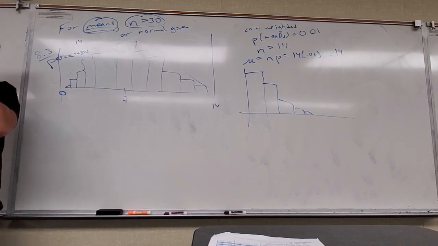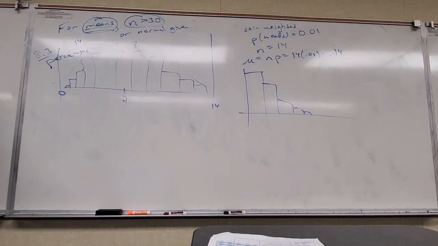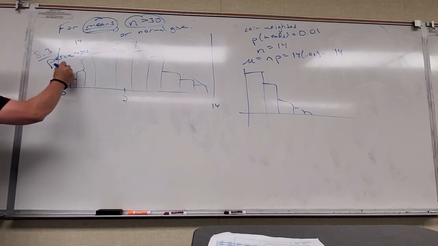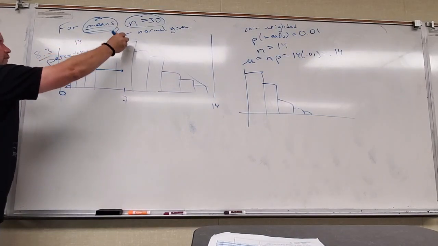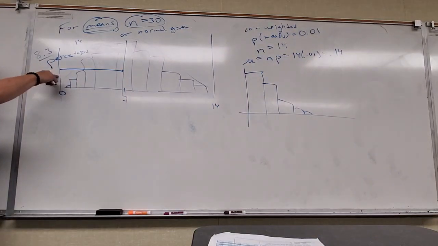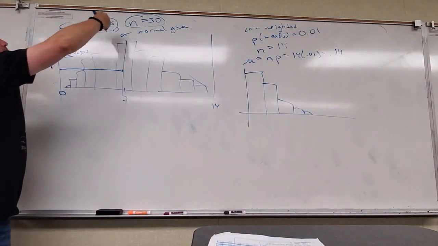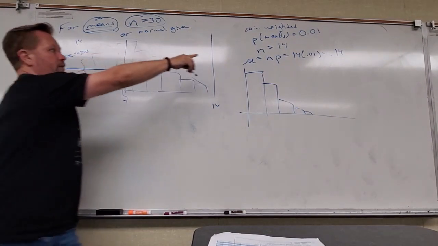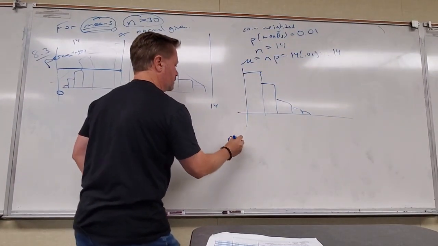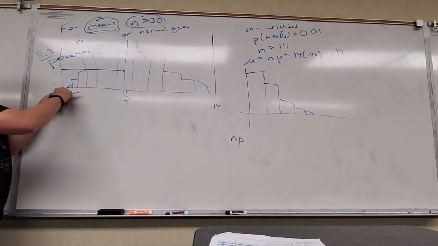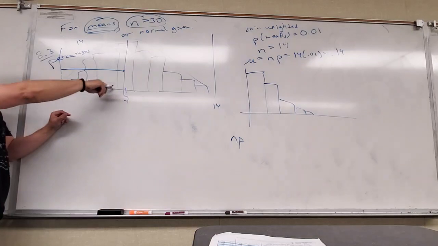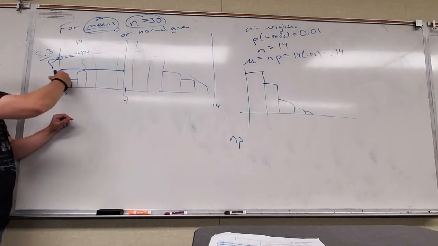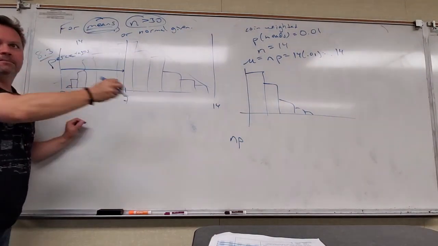Here's the idea. If the mean is far enough away from this wall, it has a chance to go up and come down. And the mean is NP. So here's what we determined: NP has to be at least 5. If it's at least 5, it's got room to come up and then go down.